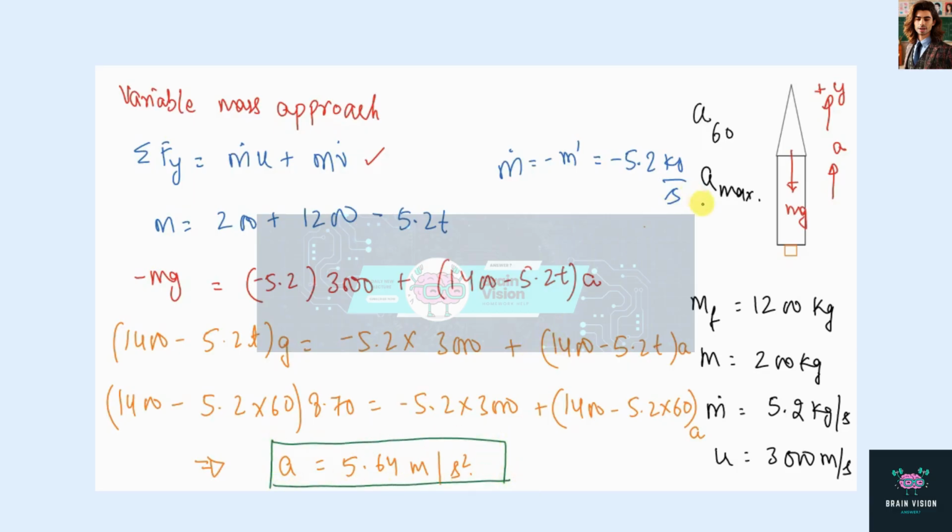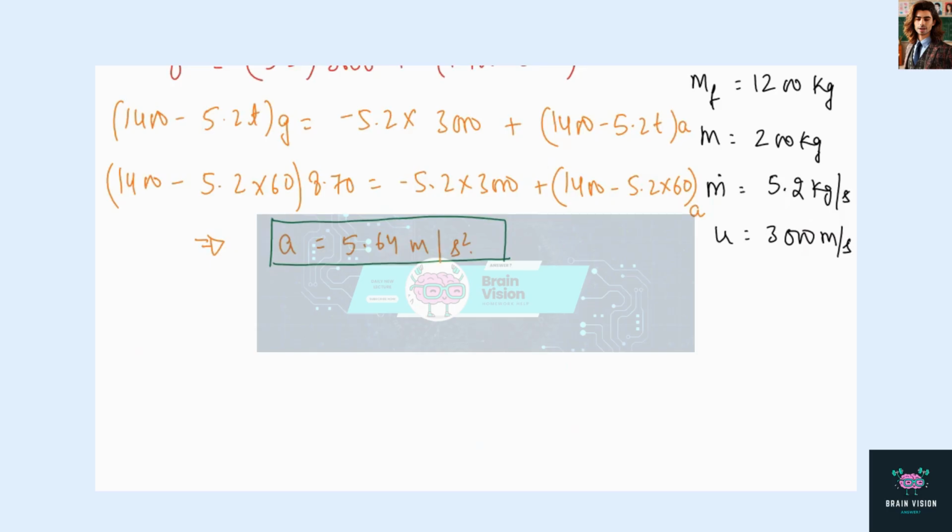Next we'll be calculating the maximum acceleration. To calculate it, we first have to find the time at which it occurs. Initially we have 1200 kg of fuel. At the instant when the total fuel is burned, the acceleration would be maximum. So 5.2 times t should be equal to 1200, and from here t comes out to be 231 seconds. So at this second the acceleration would be maximum.